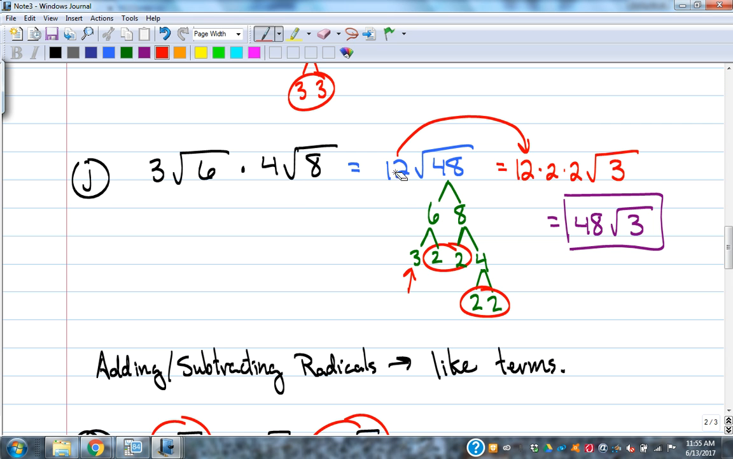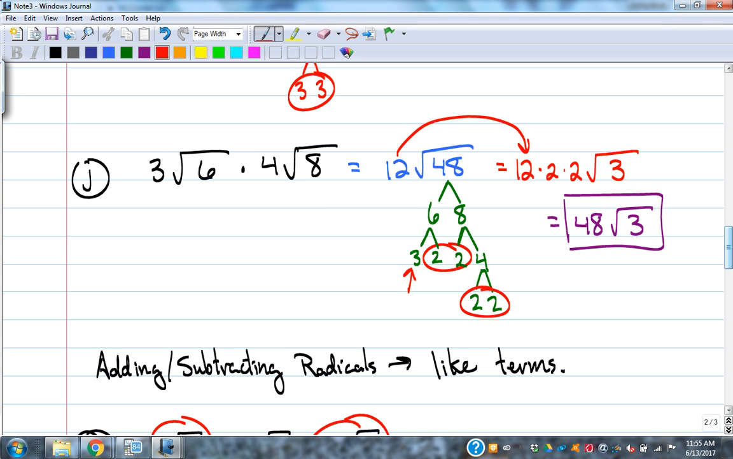So I have the 12 that was originally out here. That's this 12 right here. Then I have 2 2s, one for each pair of 2s. So I multiply 12 times 2 is 24... 48 radical 3 is what we have for the multiplication of 3 radical 6 times 4 radical 8. And then I have the 3 that didn't have a buddy that had to stay on the inside.